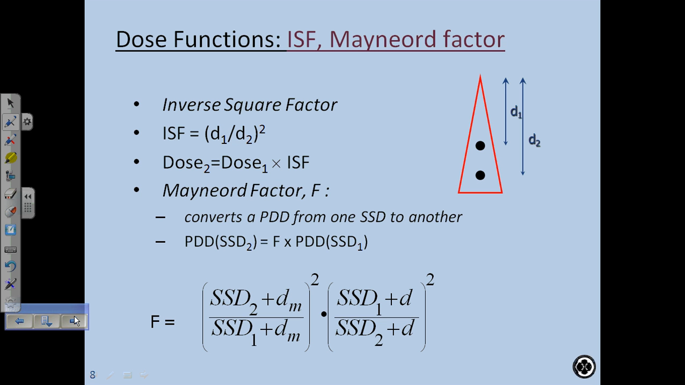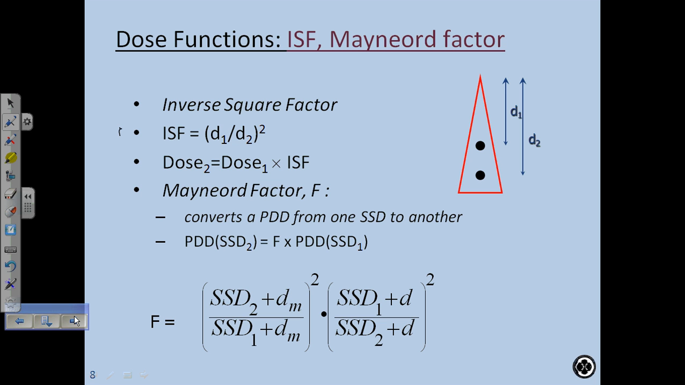Back in the day, when they wanted to treat different SSDs, they didn't want to have tables and tables for all the SSDs. So there's this conversion factor called the Mayneord factor, and that converts your 100 SSD PDD table to an X SSD, 110 SSD, 105, whatever you want. And it doesn't convert the whole table. It usually converts the PDD that you need. So it works like this.